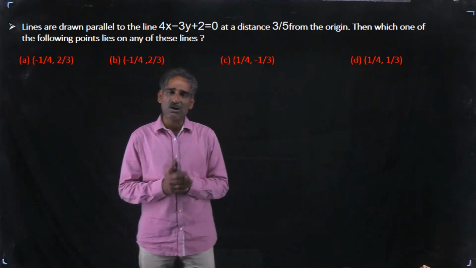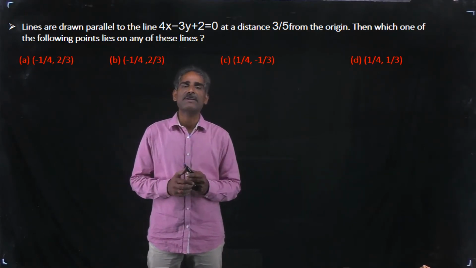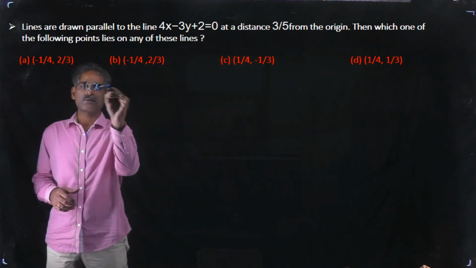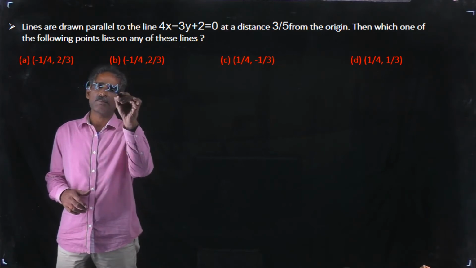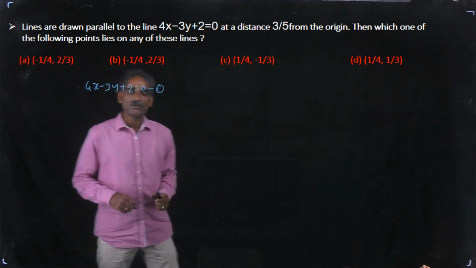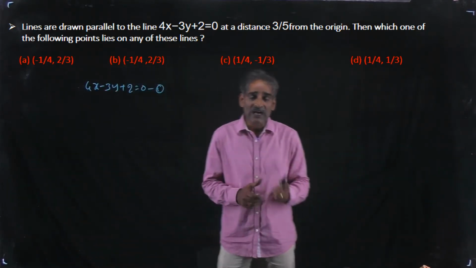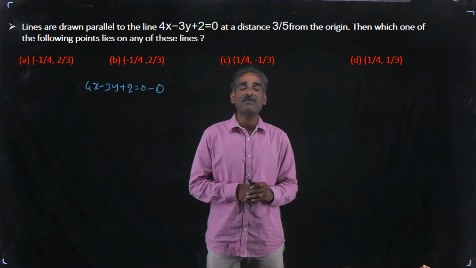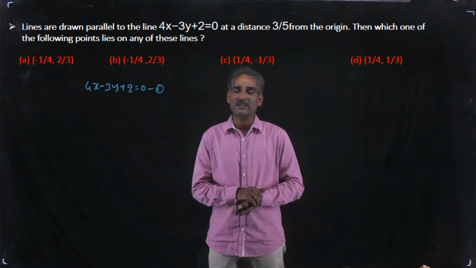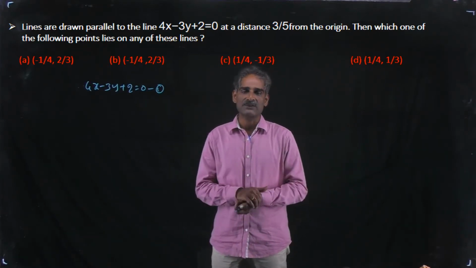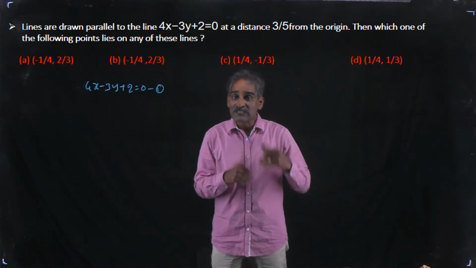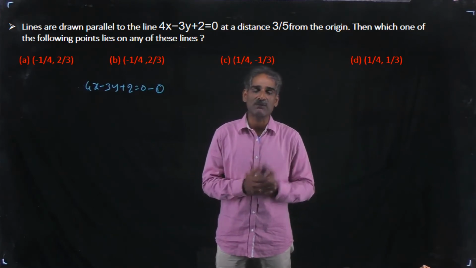So lines are drawn parallel to the line 4x minus 3y plus 2 equal to 0. Let us take this as equation 1. Lines are drawn parallel to this and at a distance of 3 by 5 from the origin. Then which of the following points lies on any of these two lines? These lines, meaning parallel lines to this one, must be at a distance 3 by 5 from the origin.